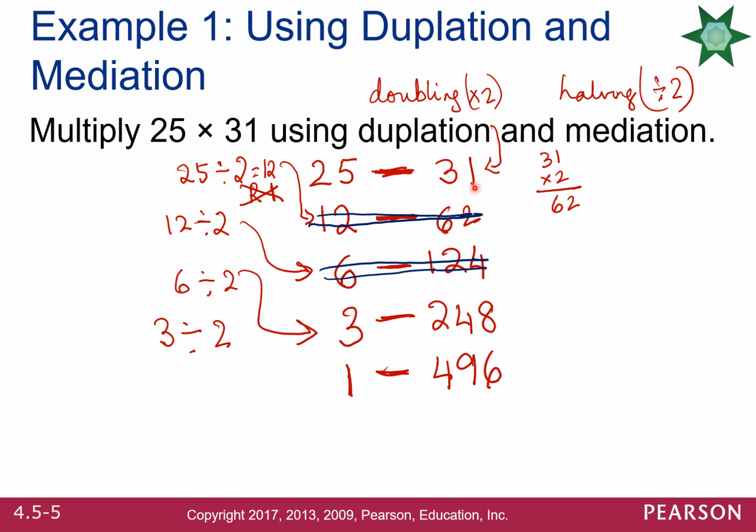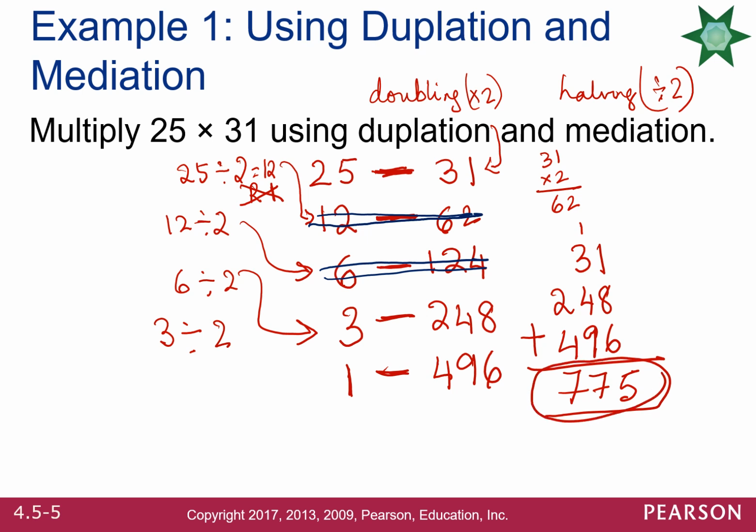all right, you add the values on the right hand side. So what I'm going to do, I'm going to take 31, 248 and 496 and add them up, and when we do the addition we should come up with, this is 5, 8 plus 6, 14, 5, 15, 1, and then we will have 7, 6, 7. So the answer is 775.